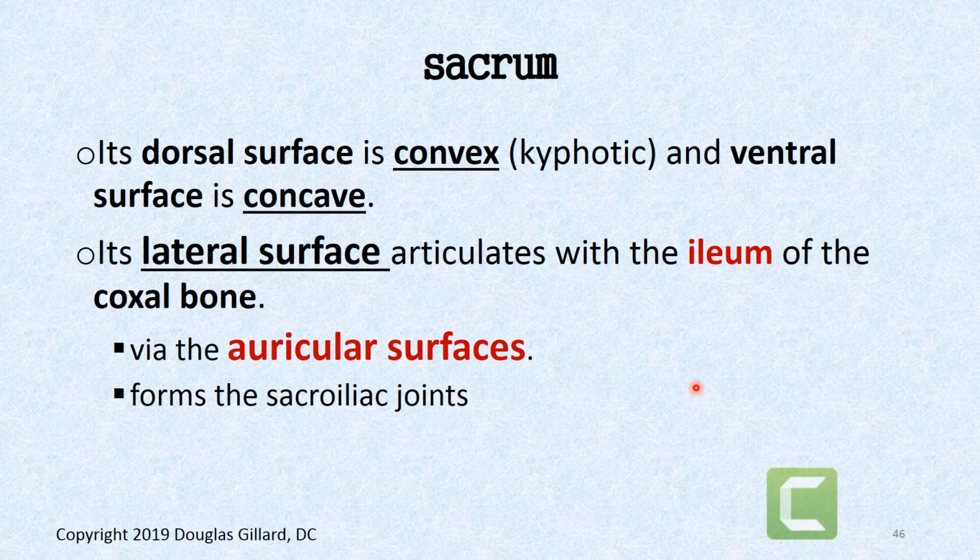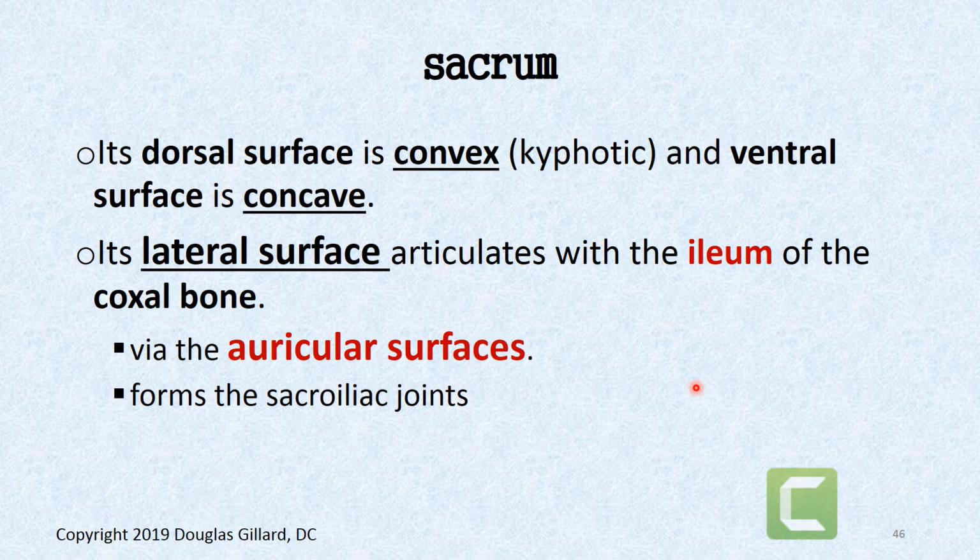All right, so its dorsal surface. So what's dorsal? Is that anterior or posterior? Dorsal is AKA for posterior, so its posterior surface is kyphotic or convex, and its ventral surface, or its anterior surface, is concave.